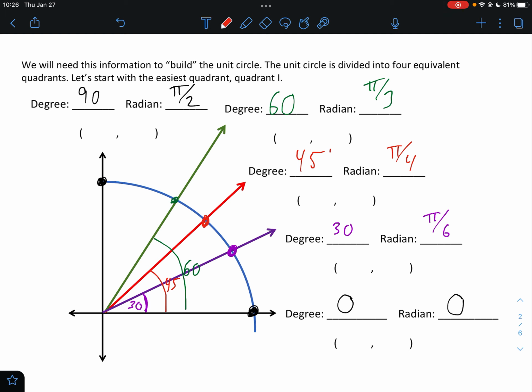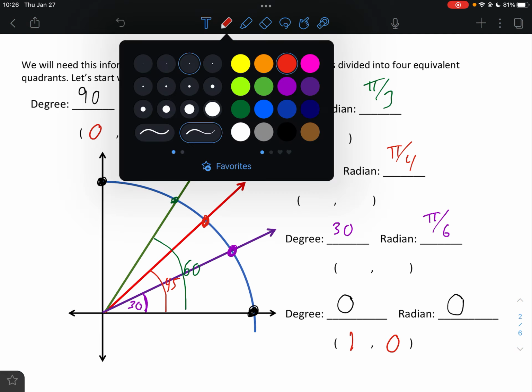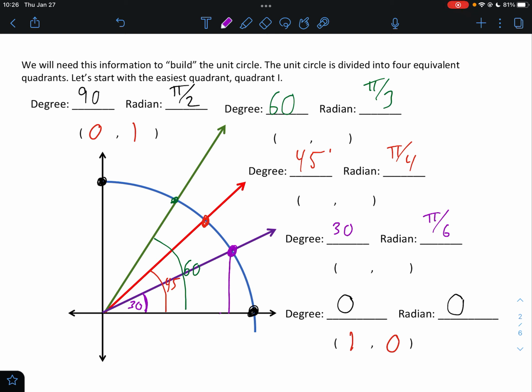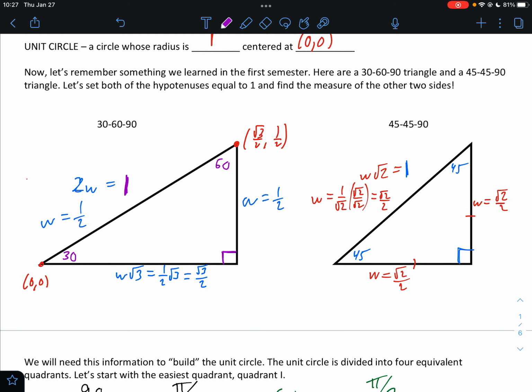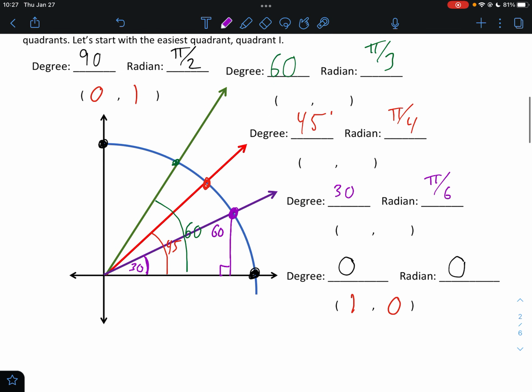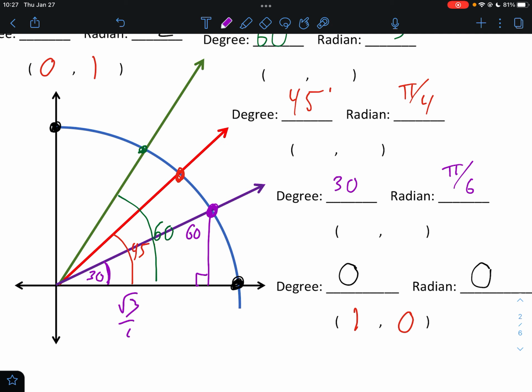Okay, so now the points. Well, this point right here, if the radius is 1, would just be 1, 0. And this point up here, if the radius is 1, would just be 0, 1. The 30-degree angle. So basically, you think of this as a right triangle here, a 30, 60, 90 right triangle. And we just remembered that across from 30 is 1/2, across from 60 is root 3 over 2. So this would be root 3 over 2, and this would be 1/2. So the coordinate point would be root 3 over 2, comma, 1/2.